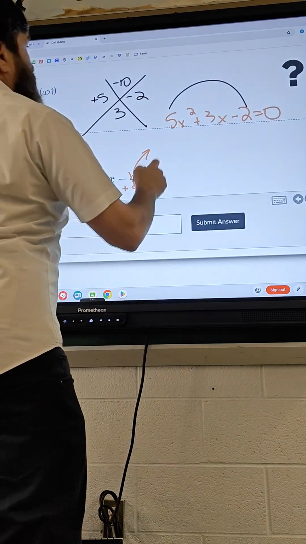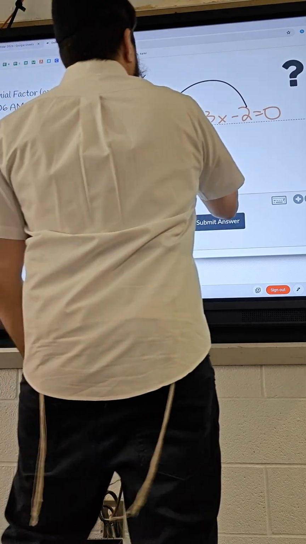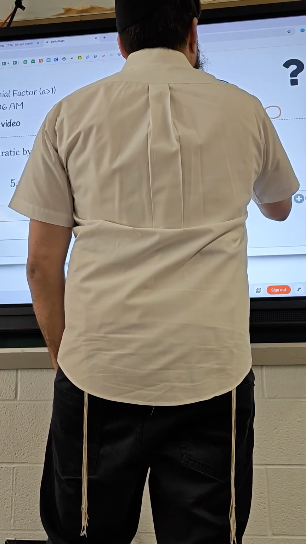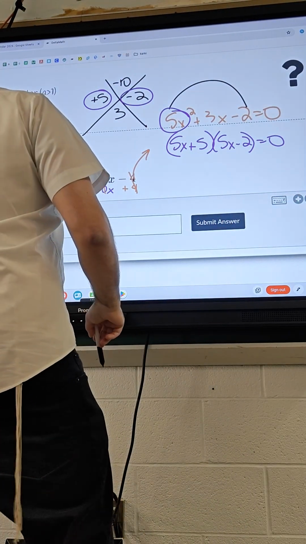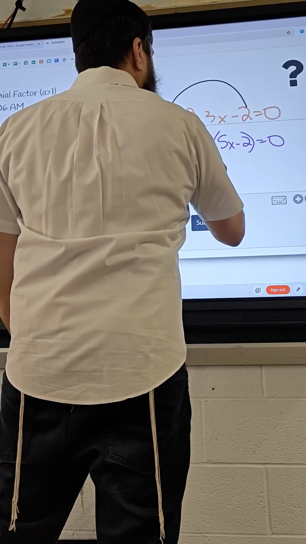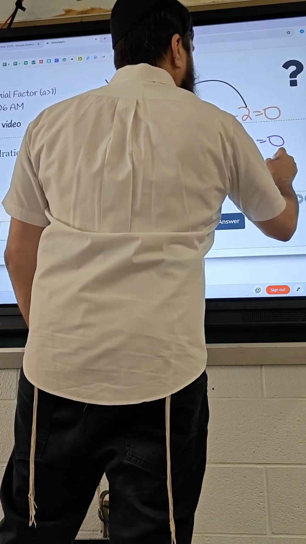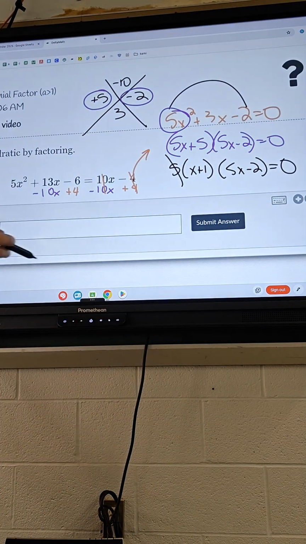Then we rip off the 5x and put it in front of each of these. We go 5x plus 5, 5x minus 2 equals 0. We factor out anything we can. I can factor out a 5 here. That leaves me x plus 1. Can't factor anything out there. It leaves me 5x minus 2.